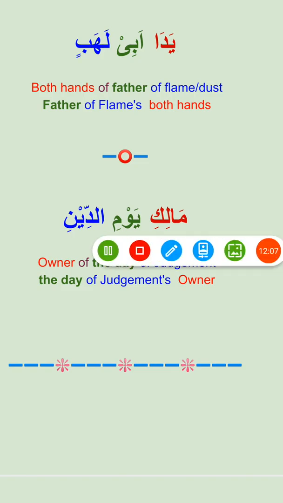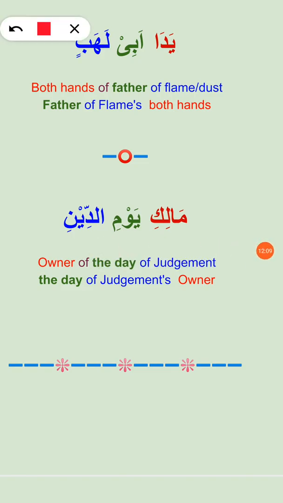Finally, Maliki Yawmiddin. Okay, now you must be wondering, why is this word Maliki in jar form? This is something that inshallah we are going to discuss in the next lesson, which would be about adjectives. All right, so that's when we are going to understand why this word Maliki is in jar form, and it's not in Rafa form. All right, till then we are simply going to take it as it is. Okay, we're not going to ponder much over this fact. We're only going to study this thing alone.